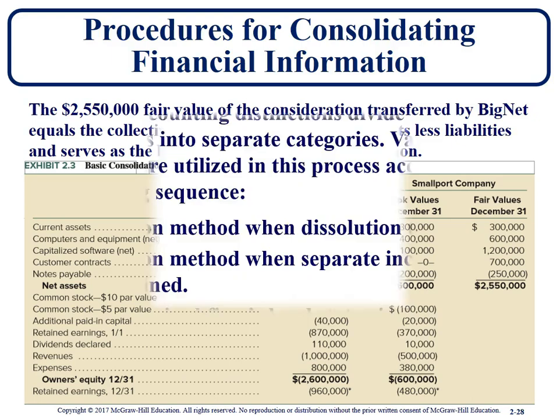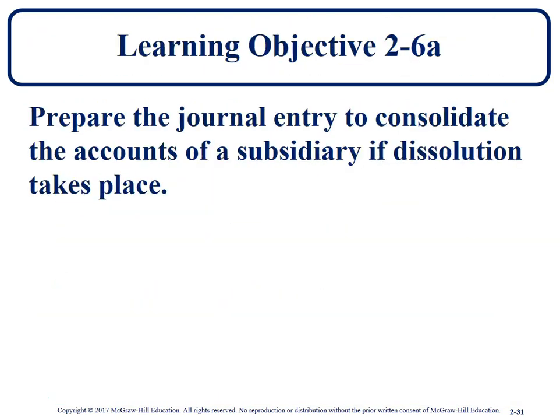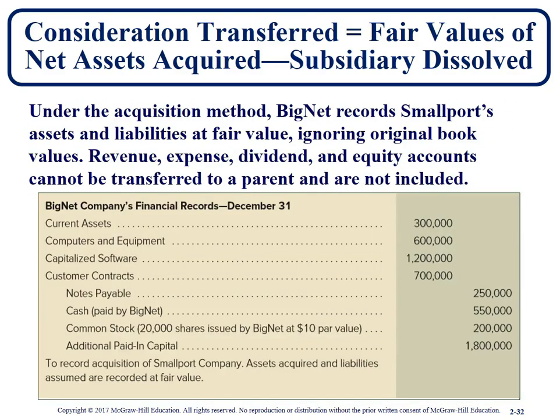Okay, so I'm going to move back. What we're going to do is take all of those net assets: the current assets, the computers and equipment, the capitalized software, the customer contracts, and then also the notes payable, which would be a credit because it was a negative amount. Those are all the things that we're going to include in the journal entry.